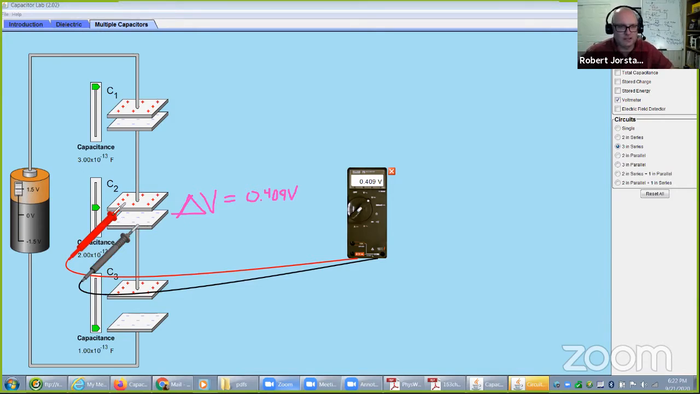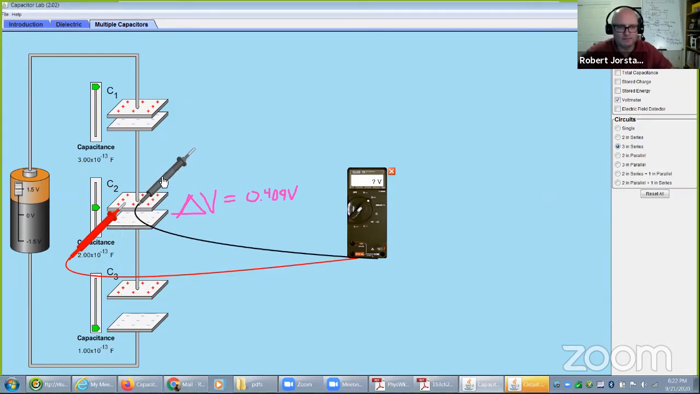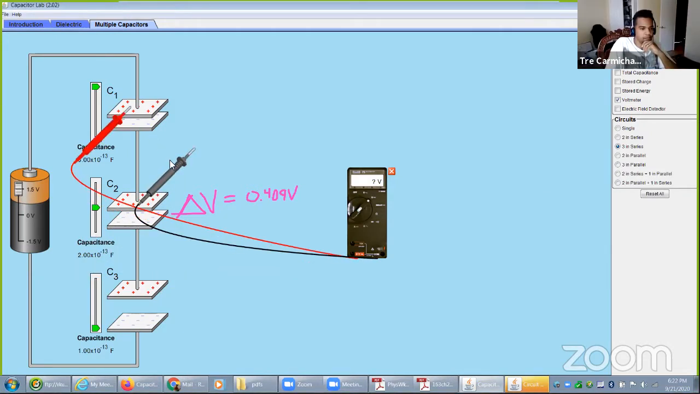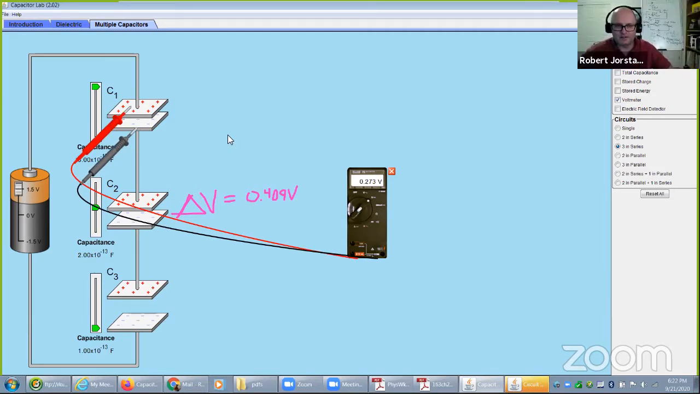So if I go to the larger capacitor, what do you think should happen to the voltage? Let's find out. What do you think? Decreases. Exactly. Now, this may seem counterintuitive. You might think, oh, I thought Q equals VC. Well, remember, in series, they all have the same amount of charge. The larger capacitor requires less voltage to get the same amount of charge. So in this case, delta V is equal to what?